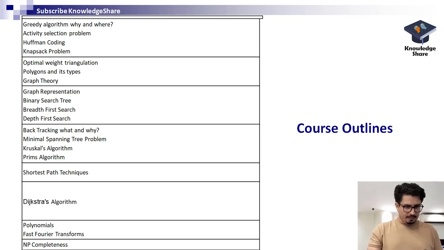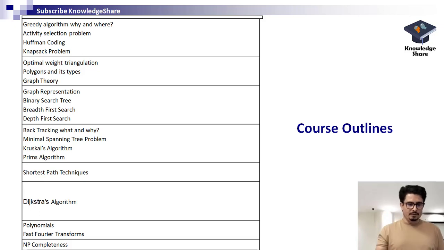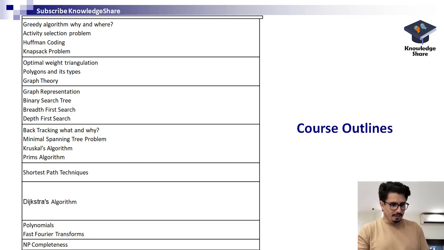Okay. Then we will have to discuss breadth first search and depth first search, backtracking, what and why, minimal spanning tree, Kruskal algorithm, Prim algorithm, shortest path algorithm, Dijkstra algorithm, polynomial, fast Fourier transformation, and NP completeness.